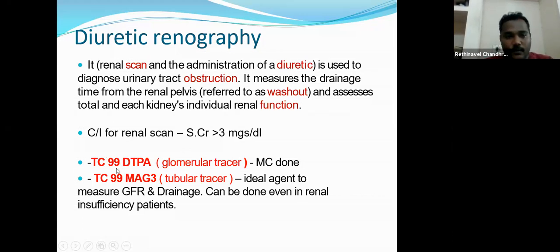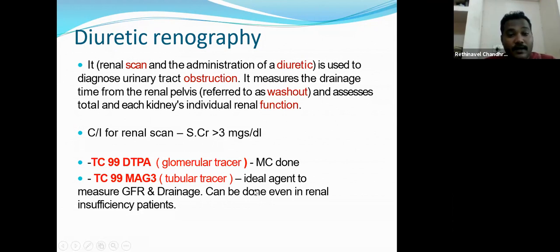There are two types of diuretic renography: one is technetium 99 DTPA and the other is technetium 99 MAG3. DTPA, that is diethylene triamine pentaacetic acid, is a glomerular tracer handled by the glomerulus, and MAG3 is handled by the tubules. The question again asked: the most common renal scan done in PUJO is DTPA, commonly done all over India.